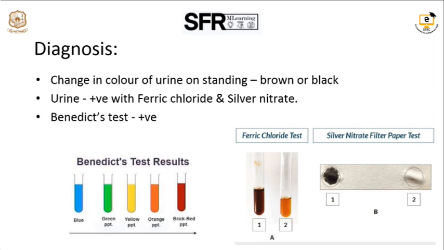Then the diagnosis. The most common telltale diagnosis is your urine turning black or dark brown on standing. Then you also get a positive result in ferric chloride and silver nitrate tests. Benedict's test, which we simply use for qualitative analysis of sugar, will also give you a positive result, since alkapton is a polymer of the quinones.